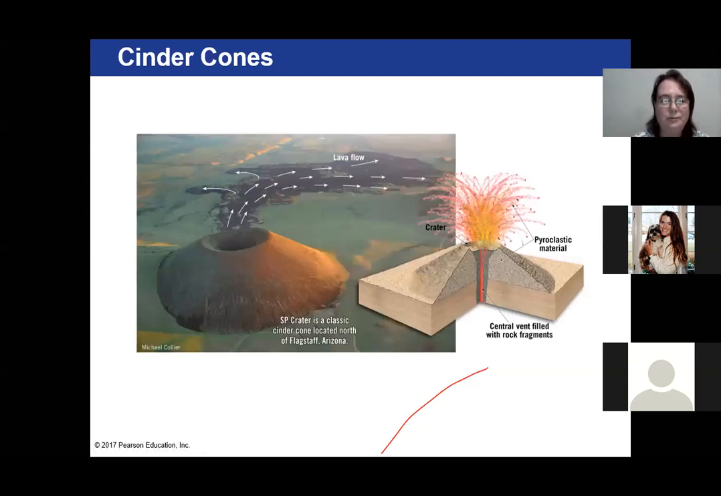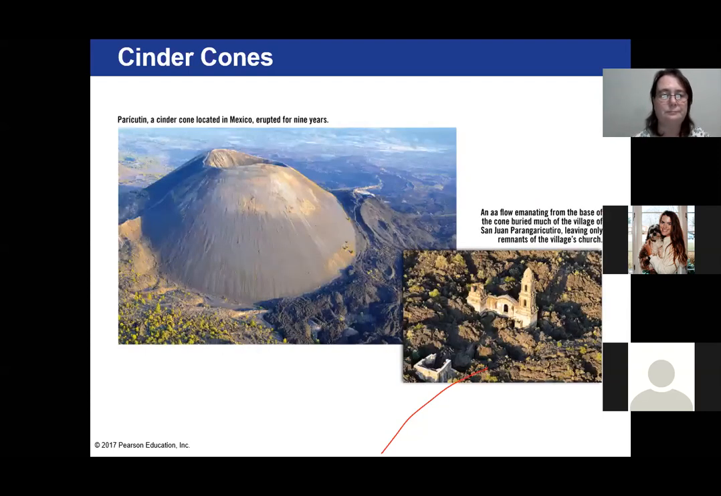So here's one in Arizona. As you can see, it's kind of short and round. Usually this will have a pyroclastic type of eruption. And here's Paricutin, and it erupted for 9 years and buried that whole village. It started out, there was not a volcano there. There was a field there, and a farmer was working his field and saw the lava start to billow up, and it was created pretty quickly.